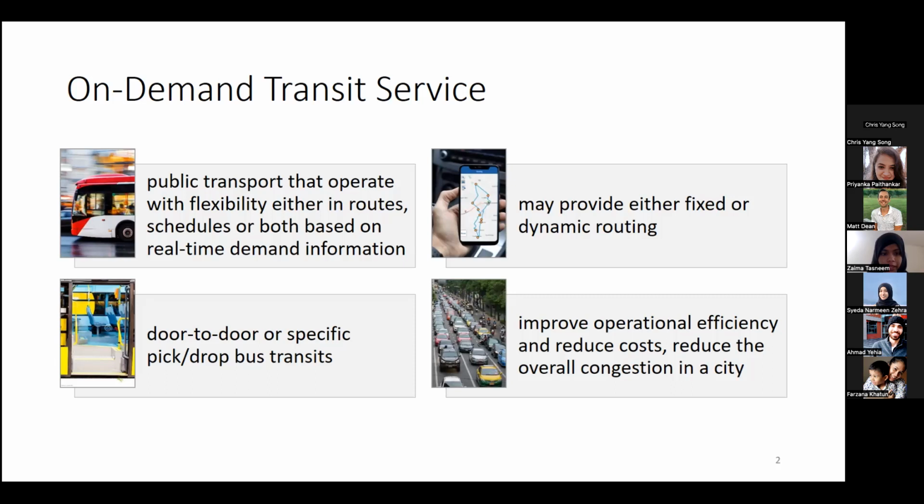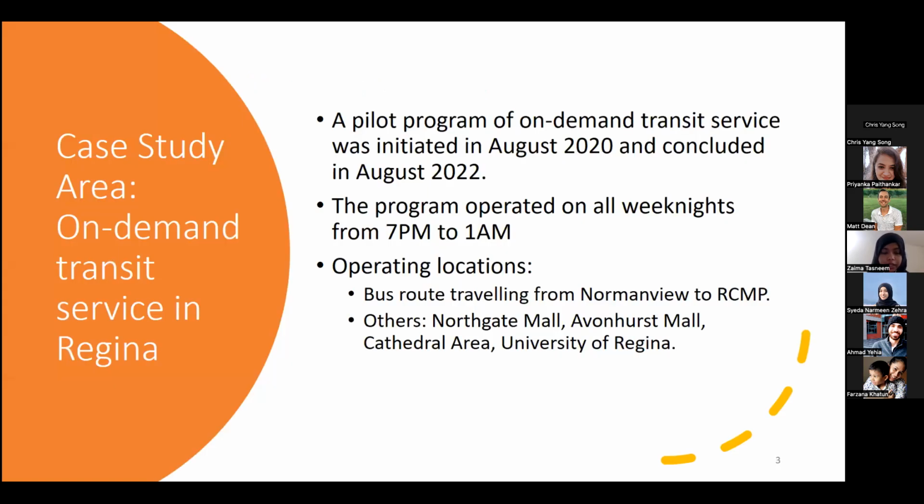Now, for our study, we used City of Regina as our case study area, where they have actually implemented the on-demand transit service as a pilot program from August 2020, and it ran for 2 years as a nighttime bus service on a single bus route that was traveling from Norman View to RCMP.